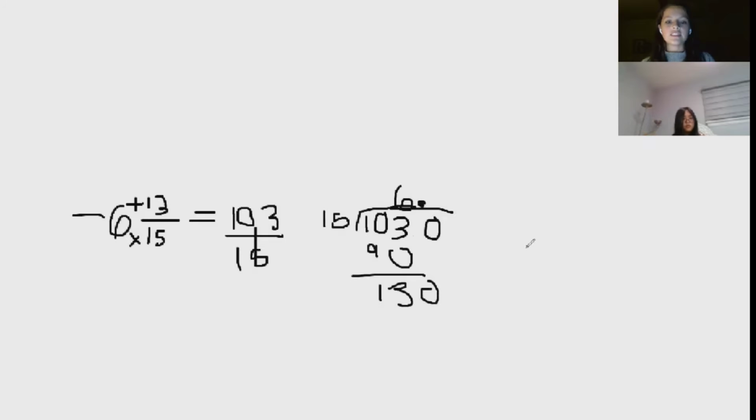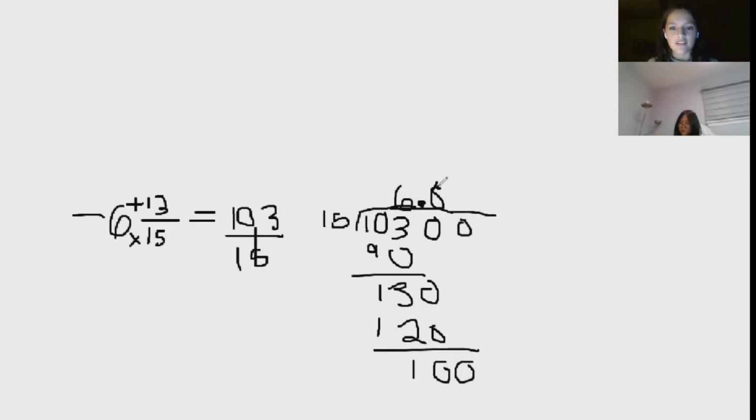And now 15 divided by 130, that would be about 8. So 8 times 15 would give you 120. So 130 minus 120 is 10. So you have a remainder again of 10. So you add a 0. Sorry, this is an 8.